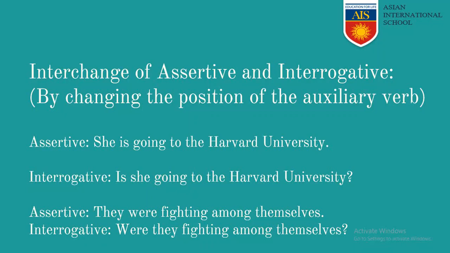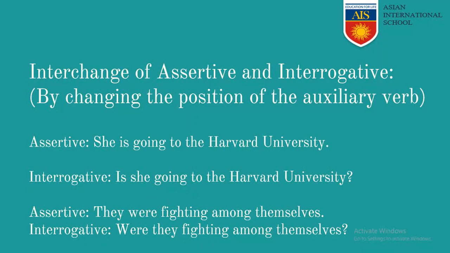As we have read in the previous chapters and in the previous standards as well, an auxiliary verb is the helping verb. It helps to build up a sentence. In the first example, you can see "She is going to the Harvard University."